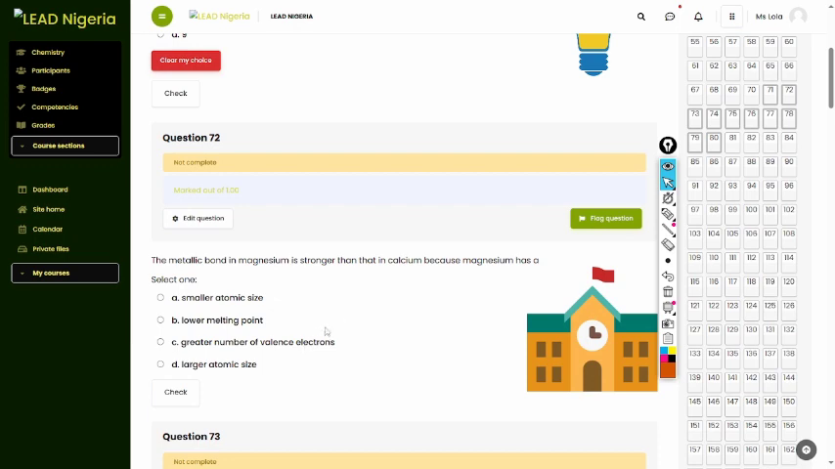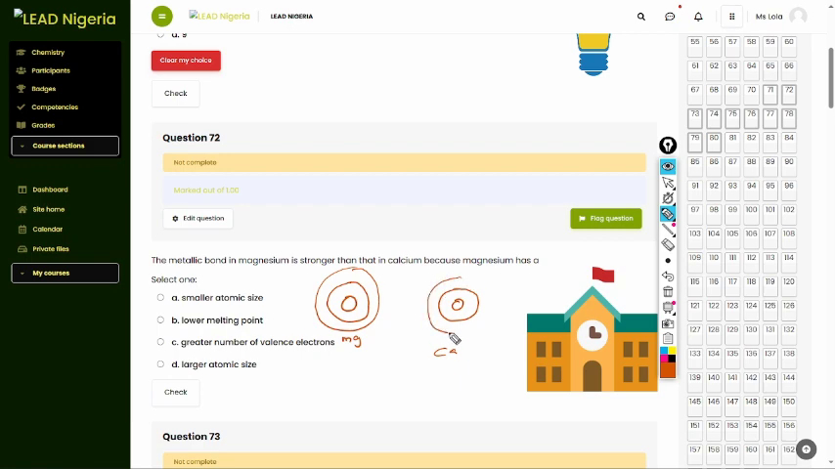The metallic bond in magnesium is stronger than that in calcium because... So magnesium and calcium belong to the same group, meaning they have 2 electrons in their outermost shell. So the way in which they differ is the period. So magnesium belongs to period 3, which means it has 3 shells. So let's see, this is magnesium. Now calcium belongs to period 4, meaning it has 4 shells. So 1, 2, 3, and then 4.